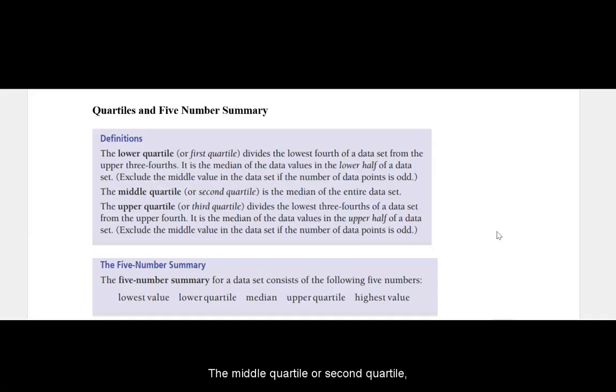The middle quartile, or second quartile, is the median of the whole data. So when you're finding the median of your data set, that's actually the second quartile. Then we have the upper quartile, or third quartile. That divides the lowest 3/4 of a data set from the upper fourth. So it's your upper quartile, and that would be the median of the upper half of the data.